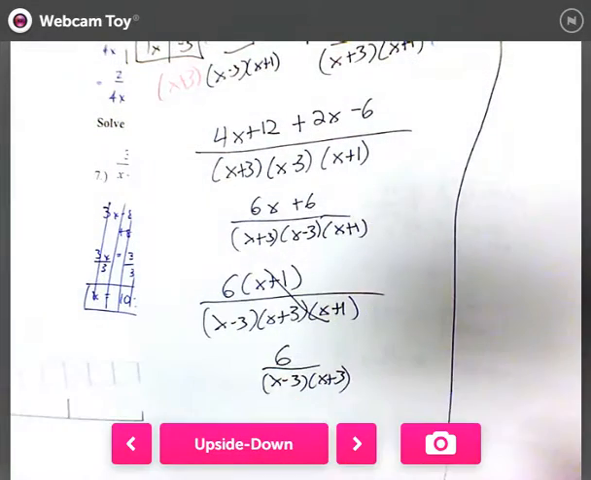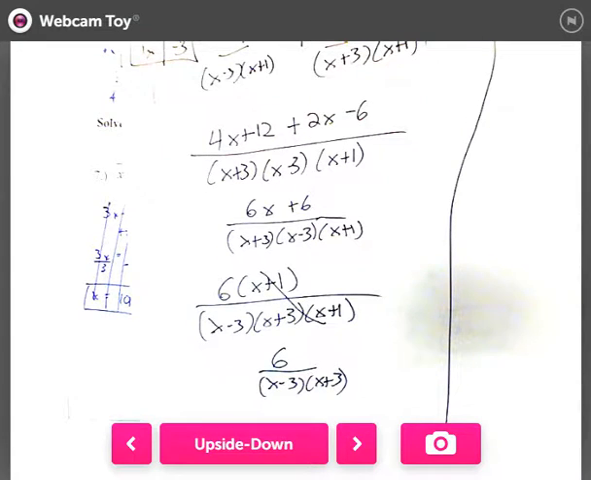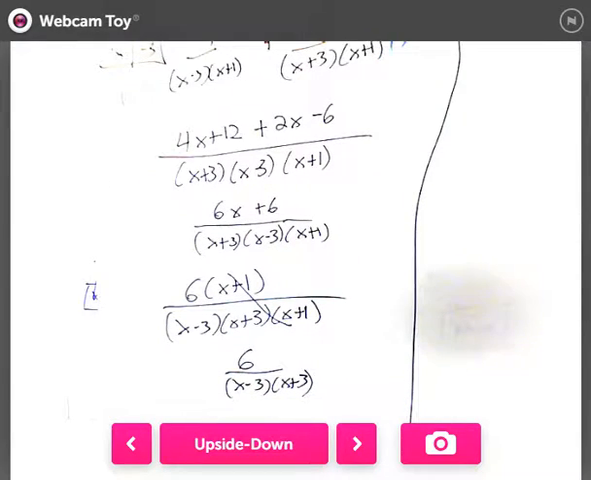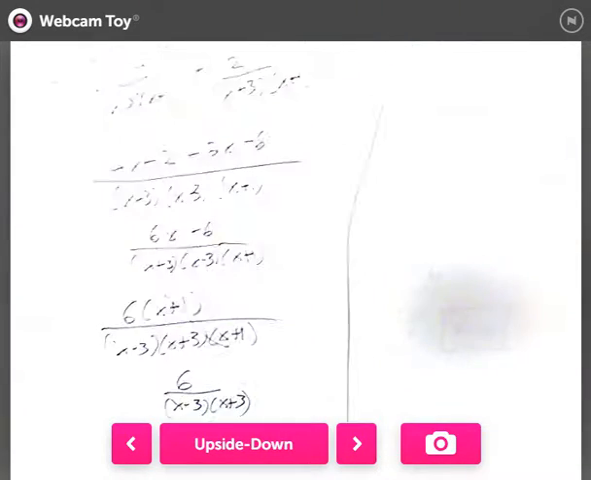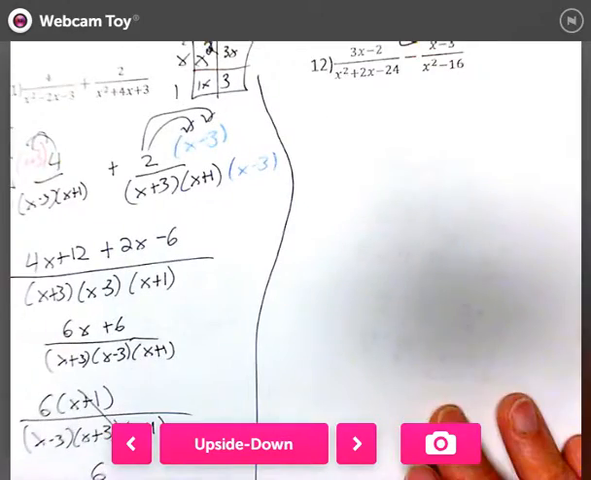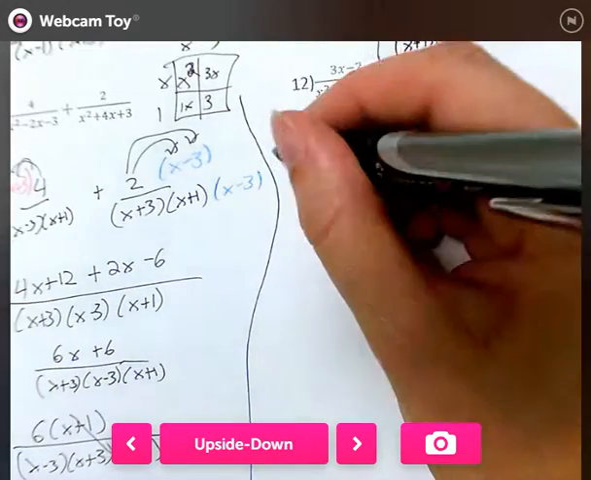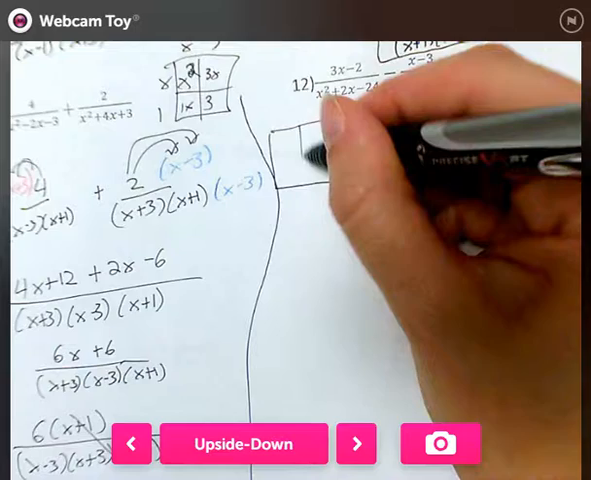Okay, let's do 12 together because it's a little bit harder. Any questions about number 11 before I move to 12? No. Okay, let's look at 12. First thing I notice is I do not have to change the top, but the bottom I can factor.